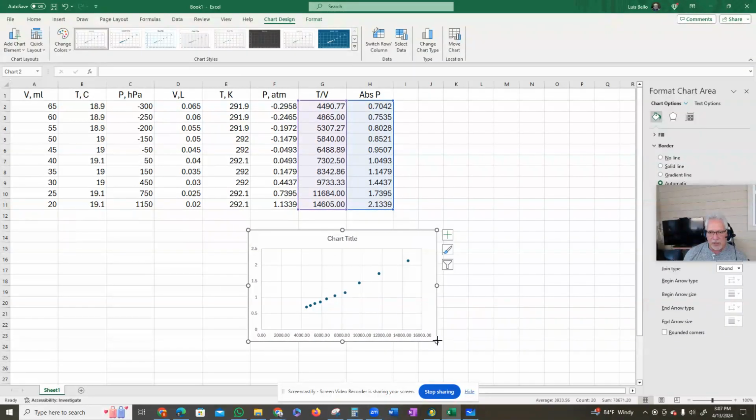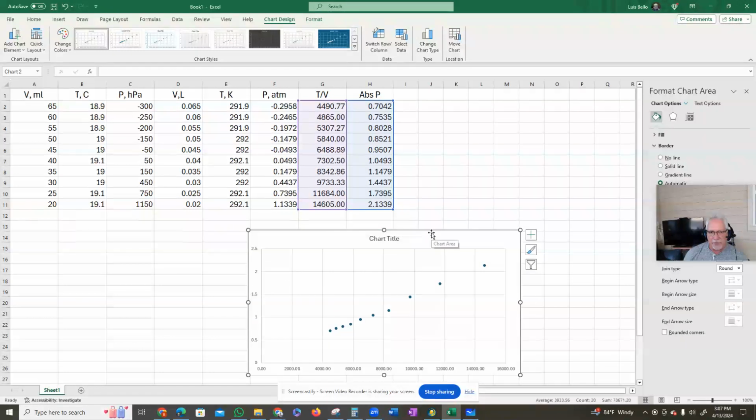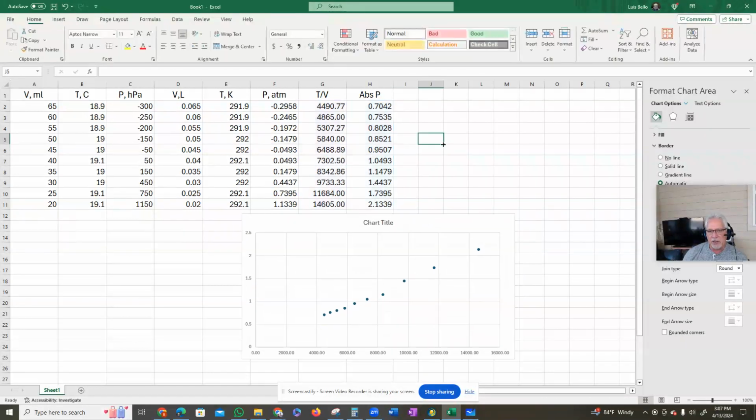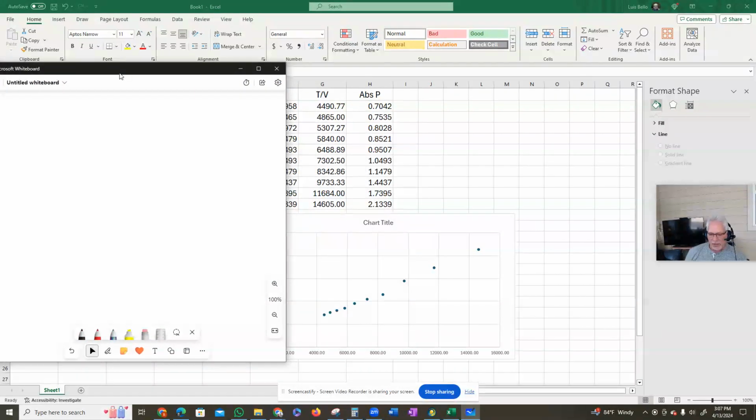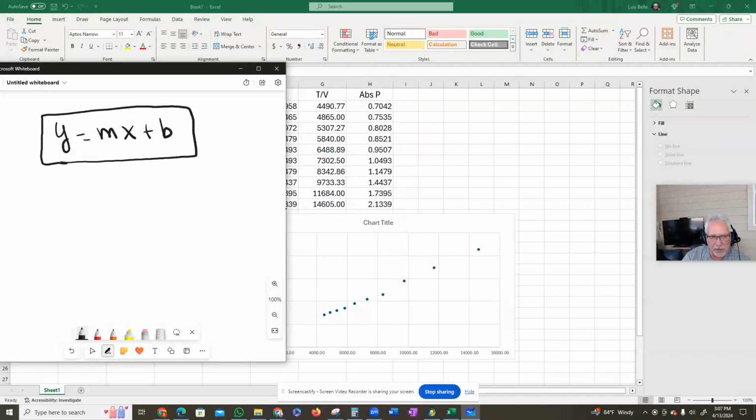But that's not the end. Okay, let me make it bigger. The next thing will be finding the straight line equation. If you remember math, a straight line equation will have the following format: y equals a, the slope, times the variable, plus b, which is the intercept. So we need to find a similar equation for this line.